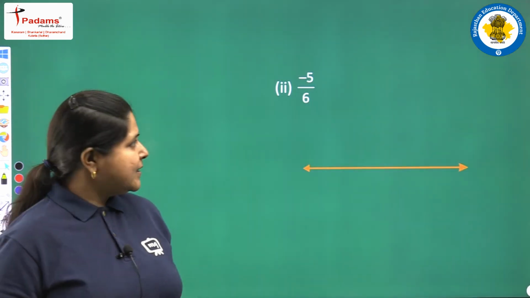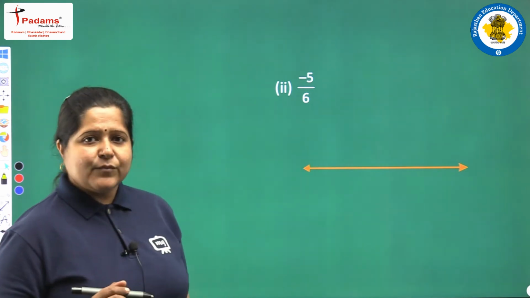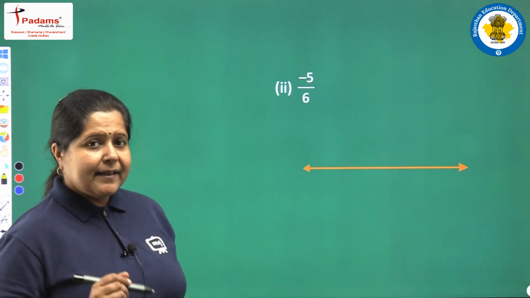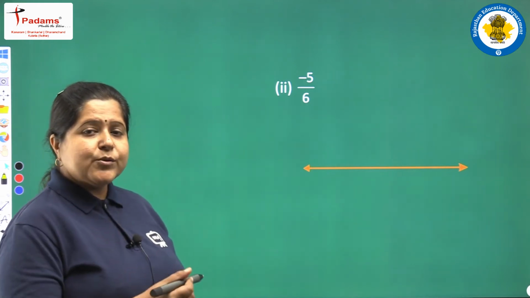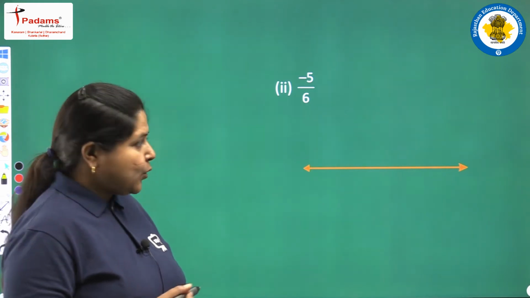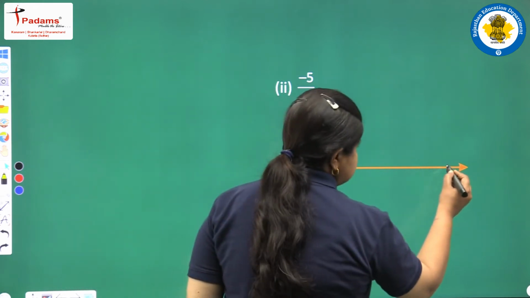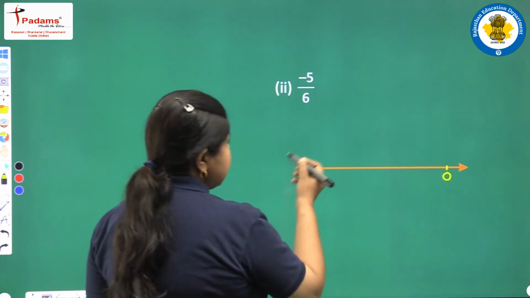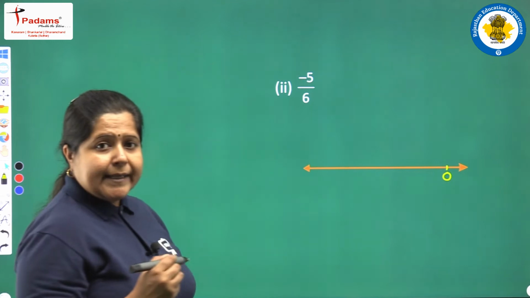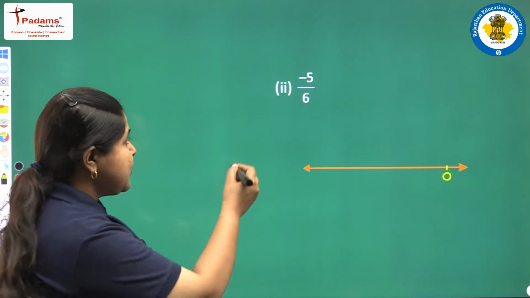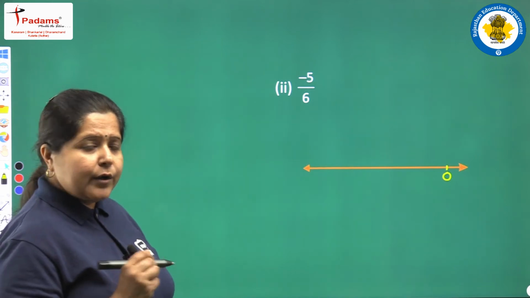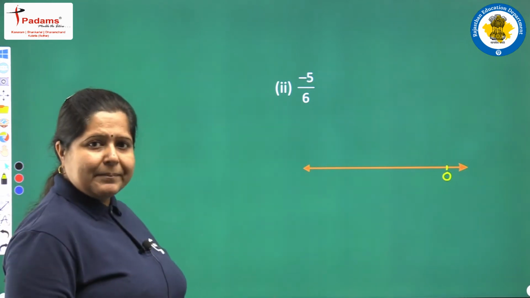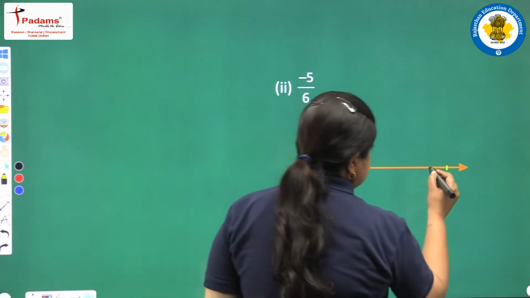Next we have the question minus 5 by 6. We have to mark this on the number line. You can see it is a negative number, so obviously it will lie to the left of 0, and so we will take 0 on the right. Again, either you can divide one single unit into 6 equal parts by marking 5 points in between, or we can start taking numbers one by one from 0 itself.